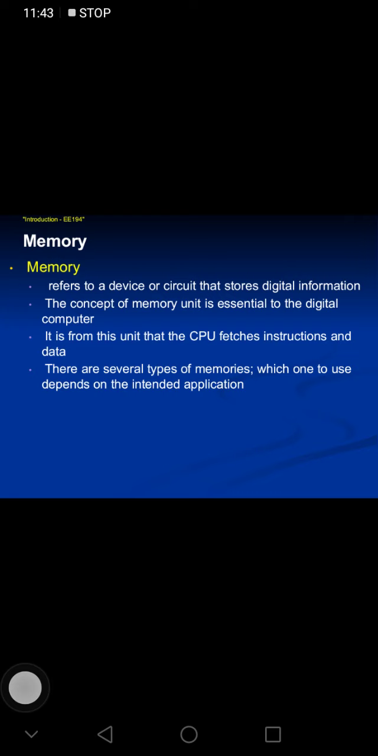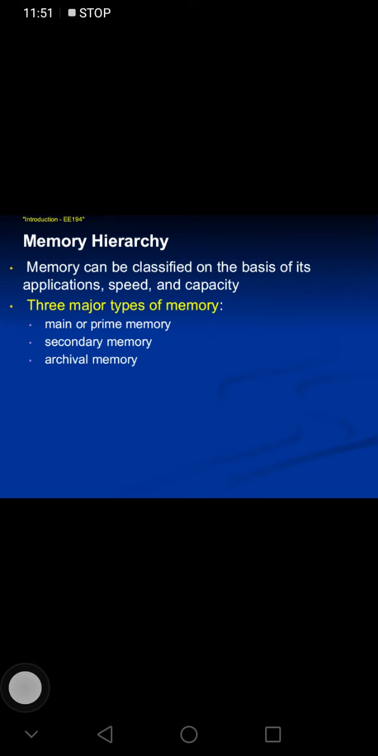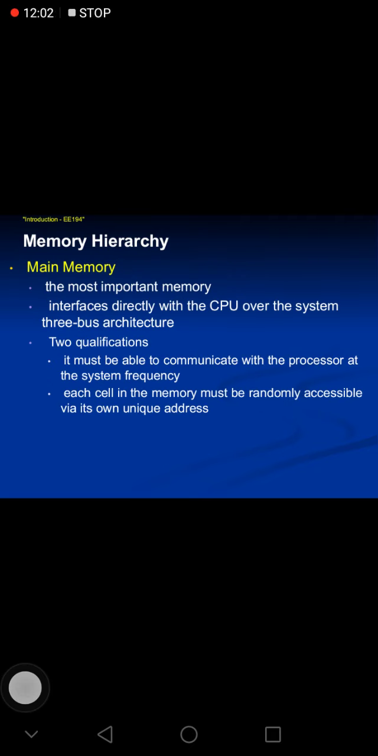Which one to use depends on the intended application. So depende sa application na gagamitan natin, no? As we have said kanina. So we have here three major types of memory. We have main or prime memory, secondary memory, or archival memory. Okay, so maiba-iba sila. So main memory is the most important memory.